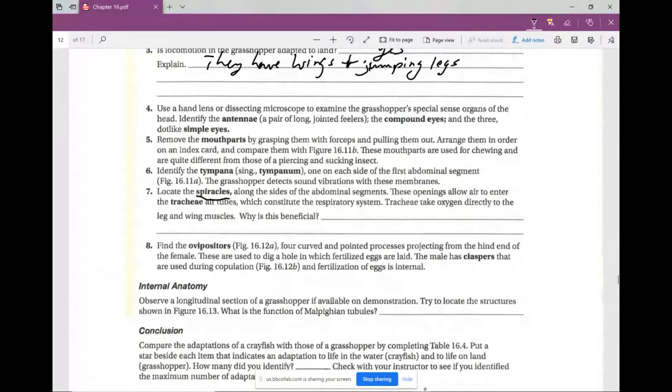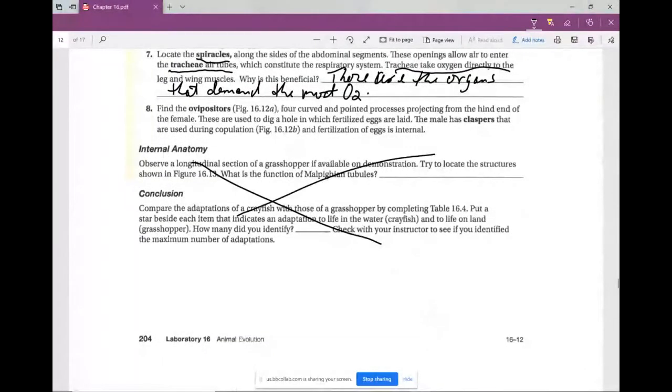Locate the spiracles, which I showed you. These openings allow air to enter the trachea, air tubes, which constitute the respiratory system. Trachea take oxygen directly to the leg and wing muscles. Why is it beneficial for the oxygen to be taken directly to those organs? Those are the organs that demand the most oxygen. We're not going to do the internal anatomy.